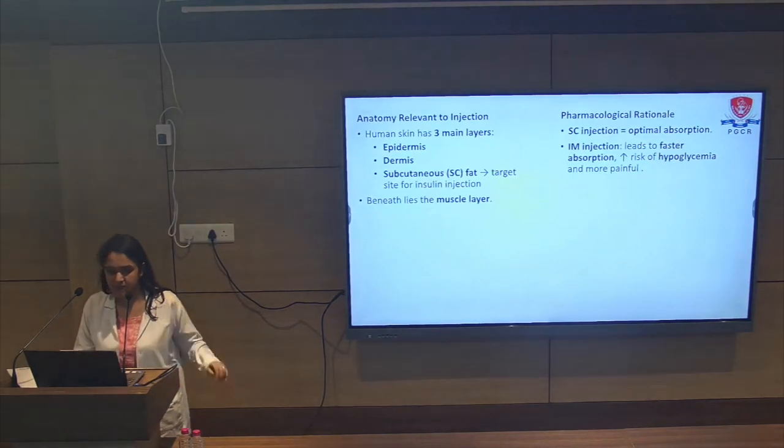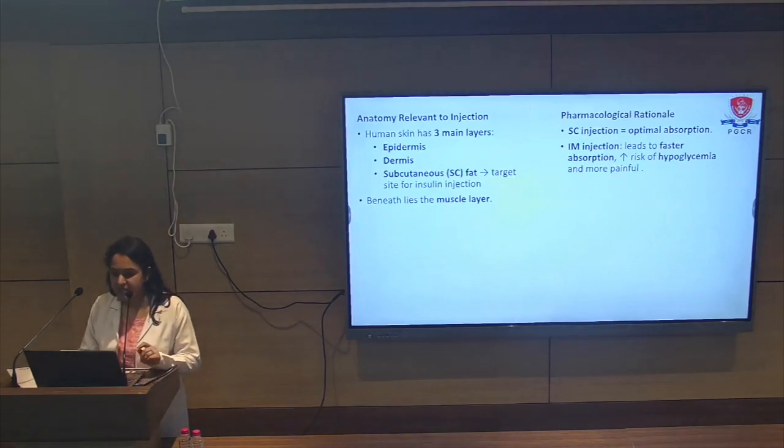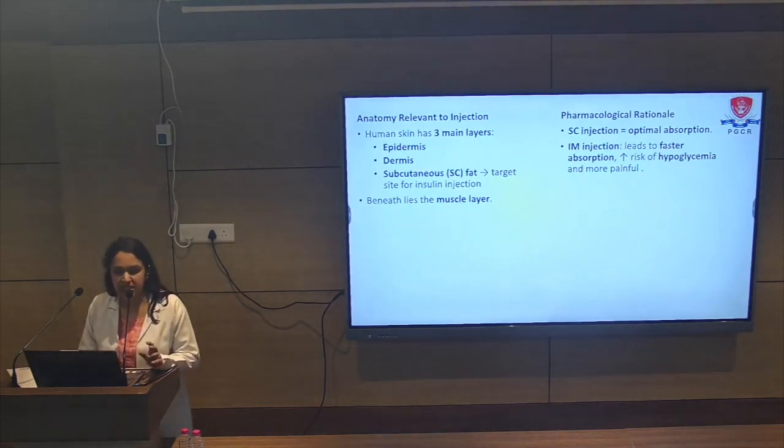Now the goal is to deliver insulin into the subcutaneous adipose tissue and not into the muscle. The subcutaneous injection has optimal absorption, but if we give it IM, it leads to faster absorption and increased risk of hypoglycemia, and it is even more painful.